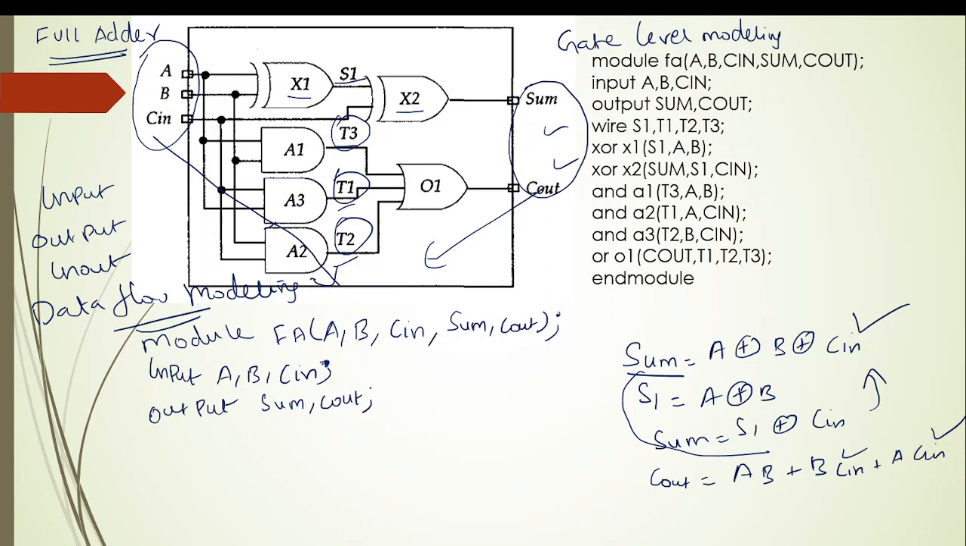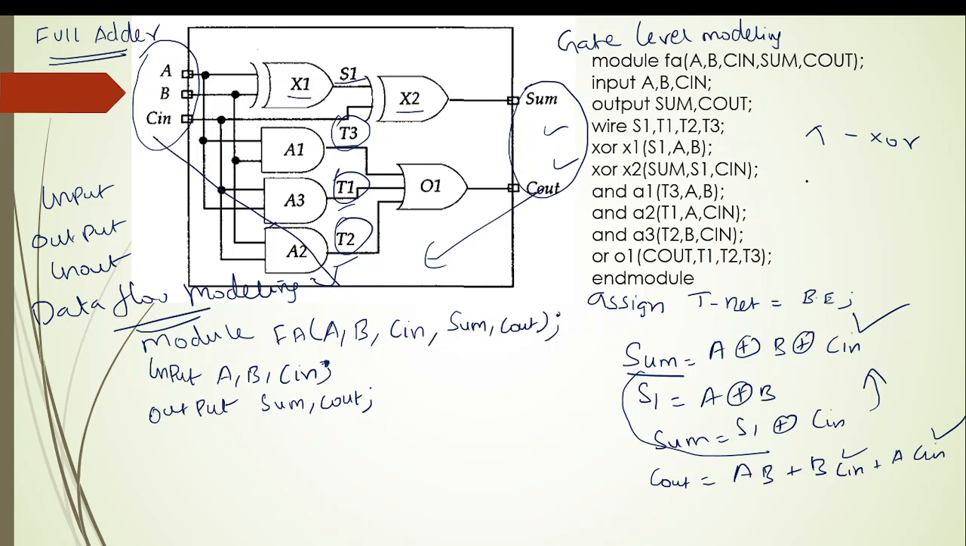So if it is Dataflow modeling, I need to use continuous assignment statement. So I'll start with the assign keyword. I'll write the target net, which is equal to Boolean expression. But for writing the Boolean expression, I'll use different symbols. I'll not use the XOR symbol which is used in digital logic. I need to use the operators which are available in Verilog. So for XOR operation, I'll use the cap symbol. This is for XOR.